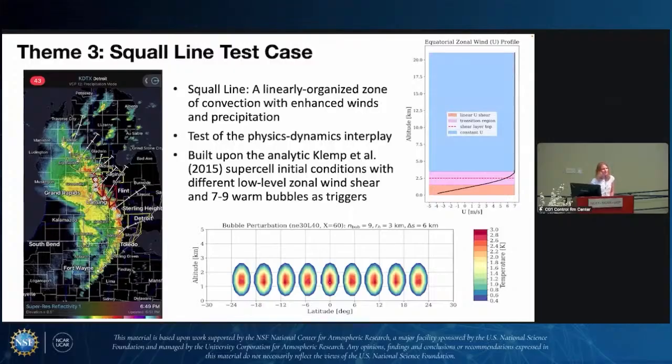Number 3 is now a moist test case. This is really mimicking a squall line, but with idealized initial conditions. You see a little bit of this setup here. So the setup is low-level wind shear, no shear in the upper domain. This is zonal wind. And the squall line gets triggered by bubbles. So you have here 9 bubbles or 7 bubbles, 1 bubbles, and they trigger convection. And that's really the essence of this test case.